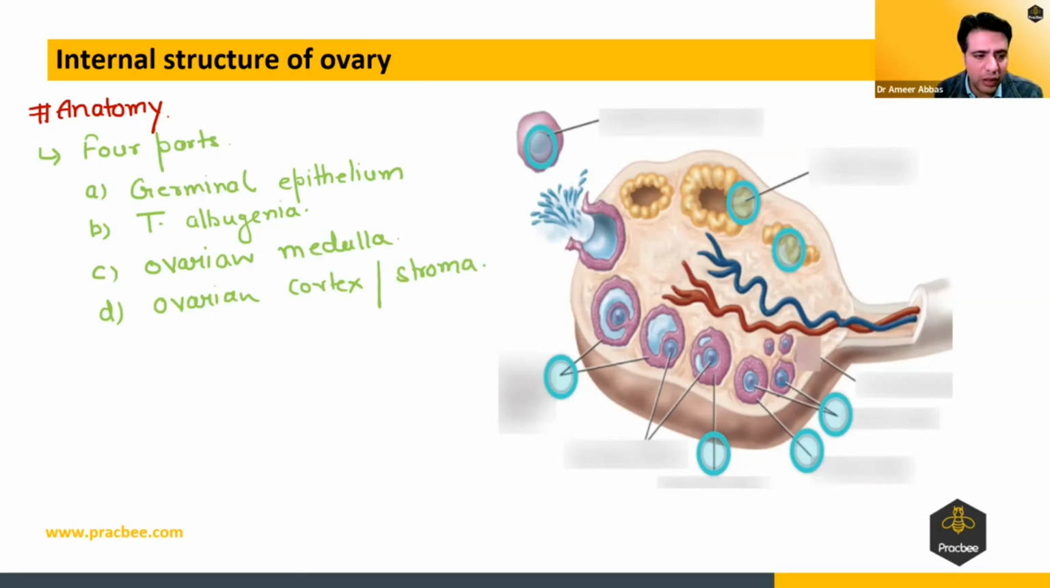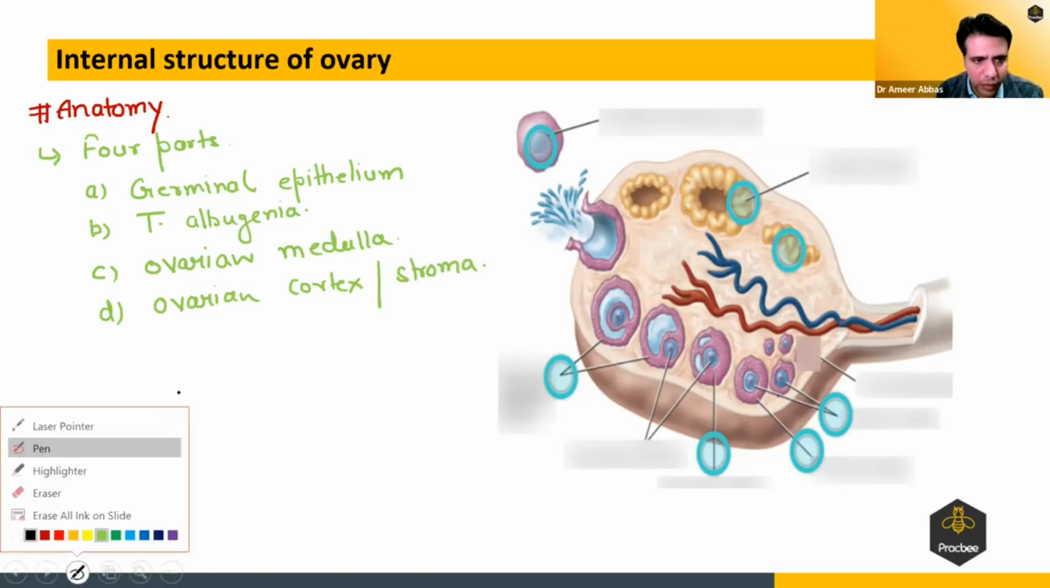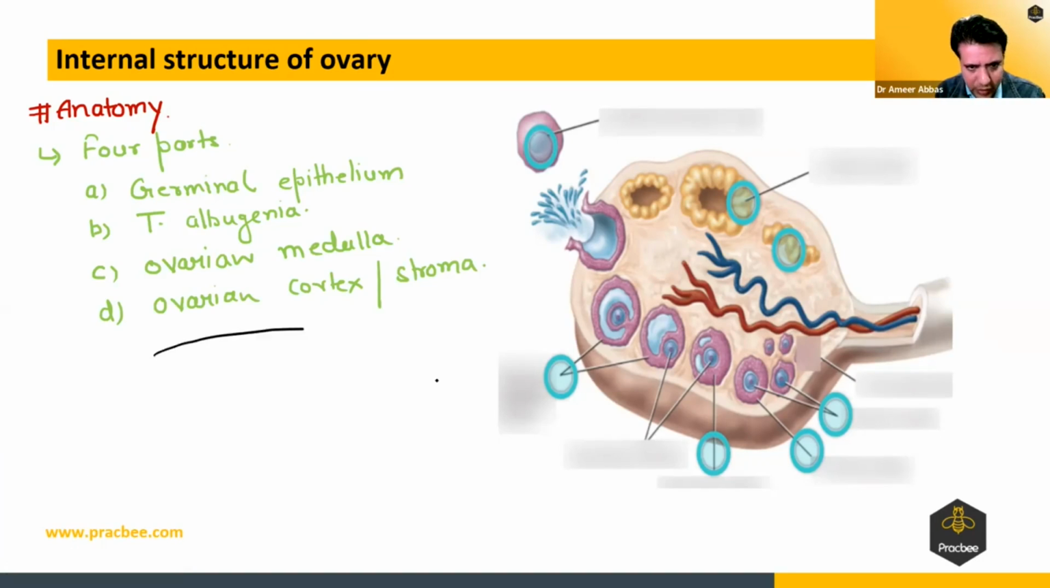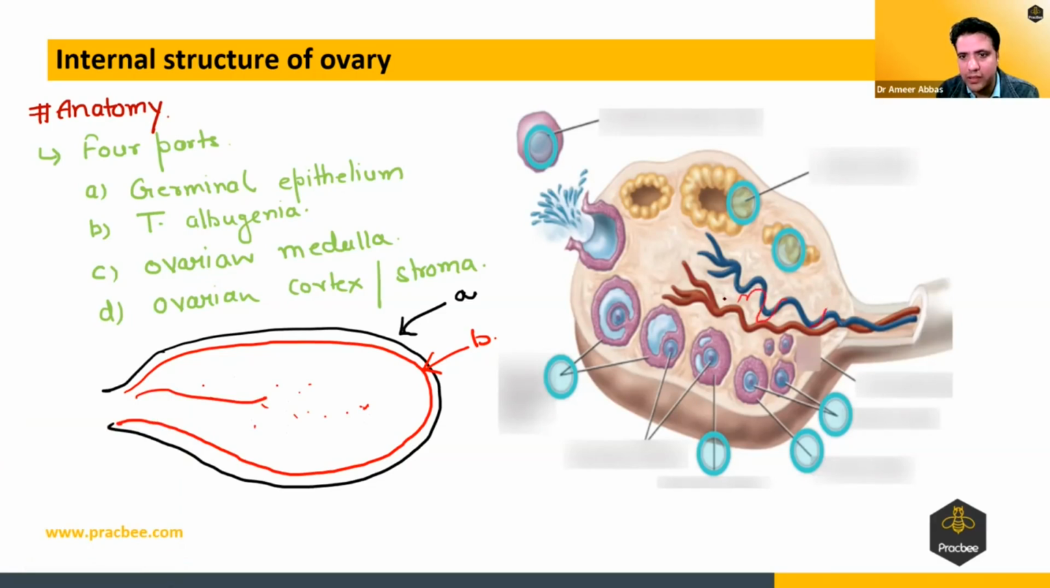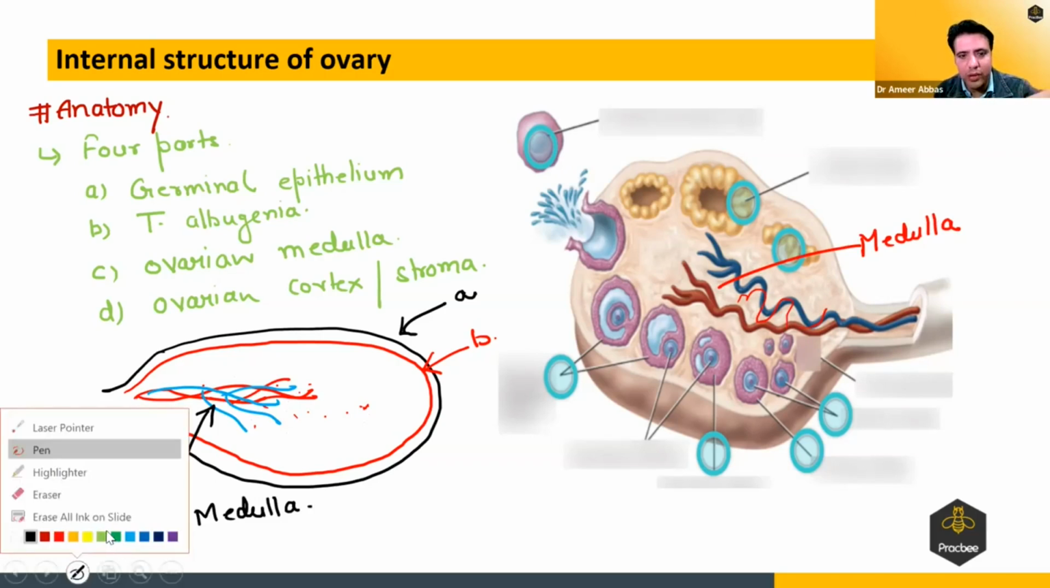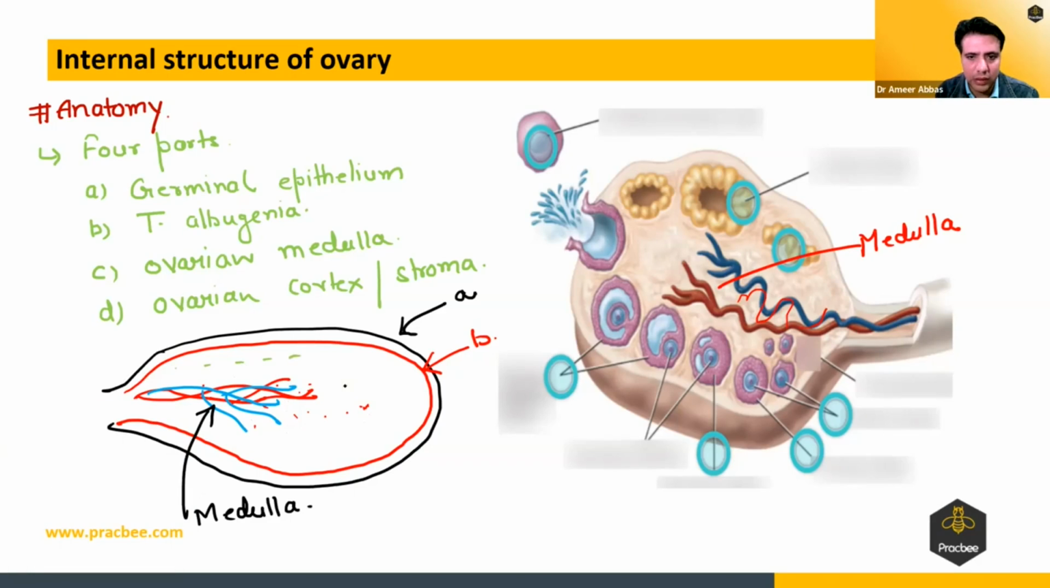So when we draw the ovary, we find these 4 layers. Let's suppose this is the ovary. This layer will be the germinal epithelium, the outermost layer. Inner to this will be the tunica albuginea, and the central portion, into which the blood vessels, here you can see the blood vessels, arteries and veins. This portion is known as the medulla. The outer layer of this medulla is known as the cortex, this one, and it consists of a matrix known as stroma.